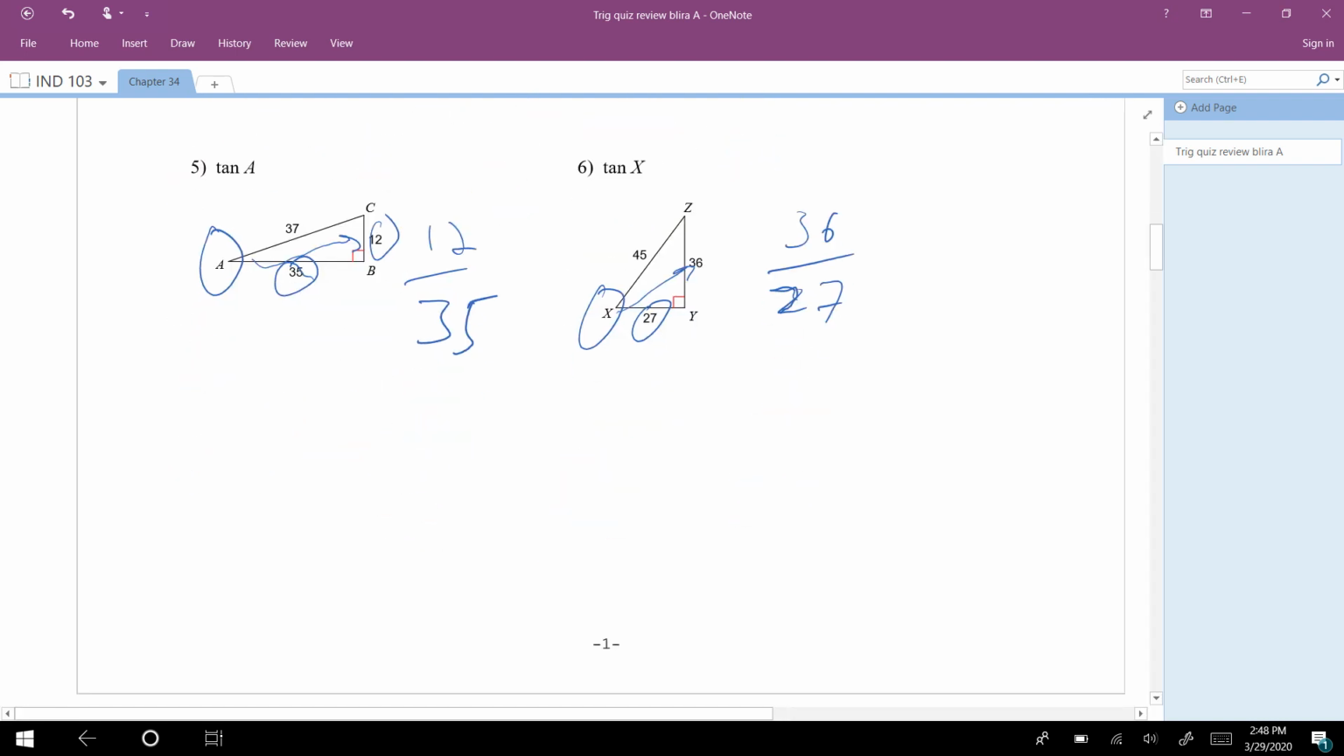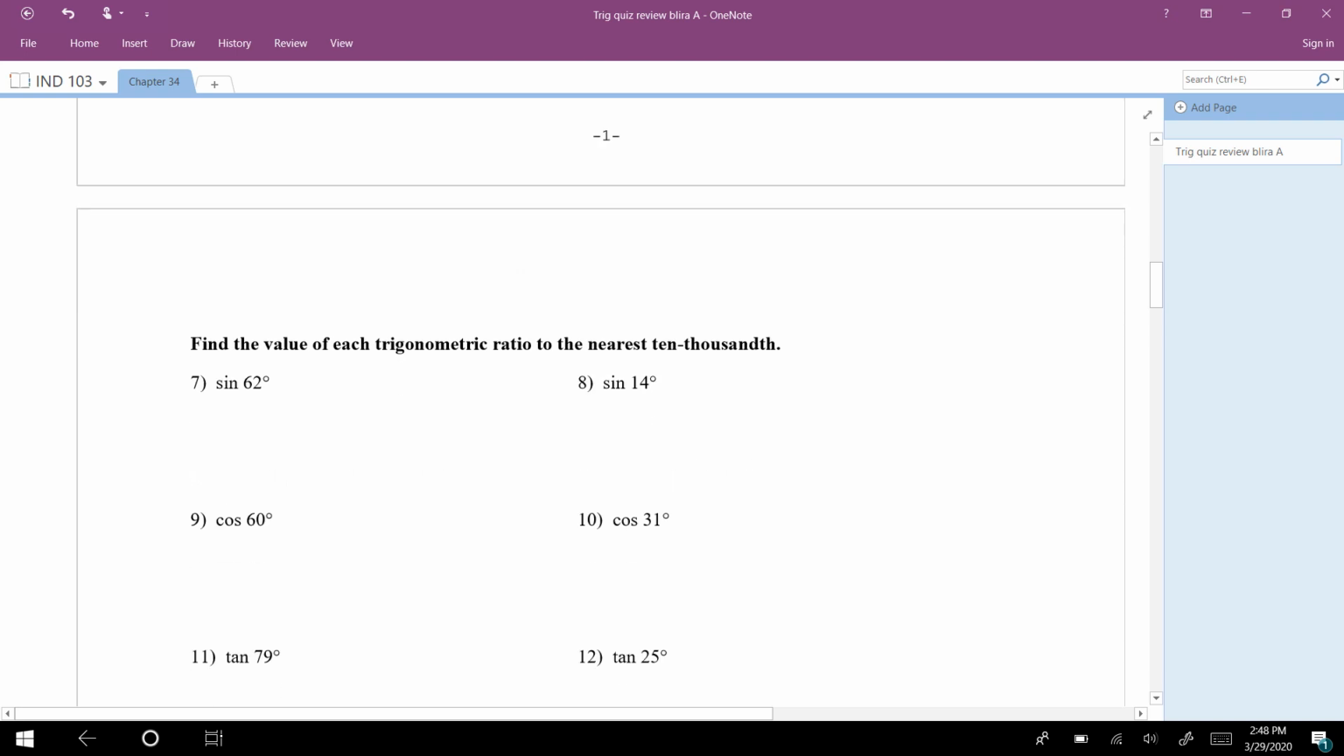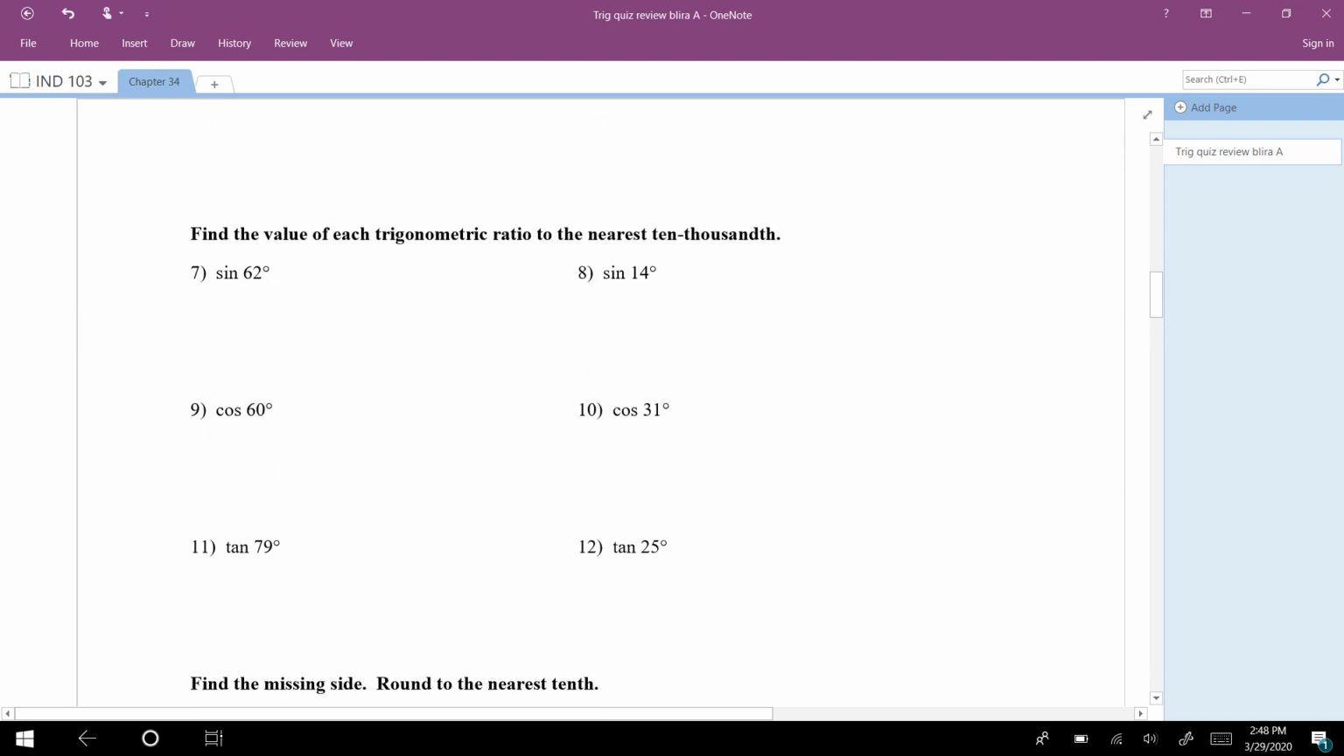All right, so we're going to kick it up a notch. Take it up to the next level. Now, this is just about using the sine key or the cosine key or the tangent key, which you did last chapter. But just as a refresher, all this wants is the decimal equivalent of sine of 62. So for my calculator, I type in sine 62, enter, and I come up with, I'll go to 10,000th, 0.8829.